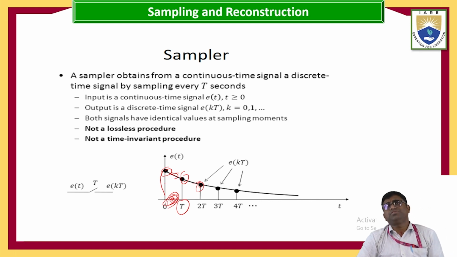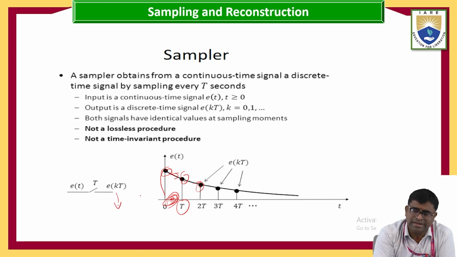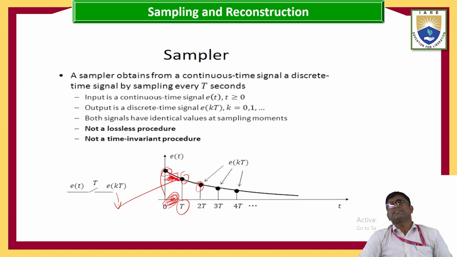The input signal is a continuous time signal where t is greater than 0. The output signal is a discrete time signal. That's why here k equals 0. At the time of 0 it is decreasing like this. This part, the zero positions. Both signals have identical values at the sampling moments. It is not lossless, and it is a time-varying procedure. These are the sampler's main points.